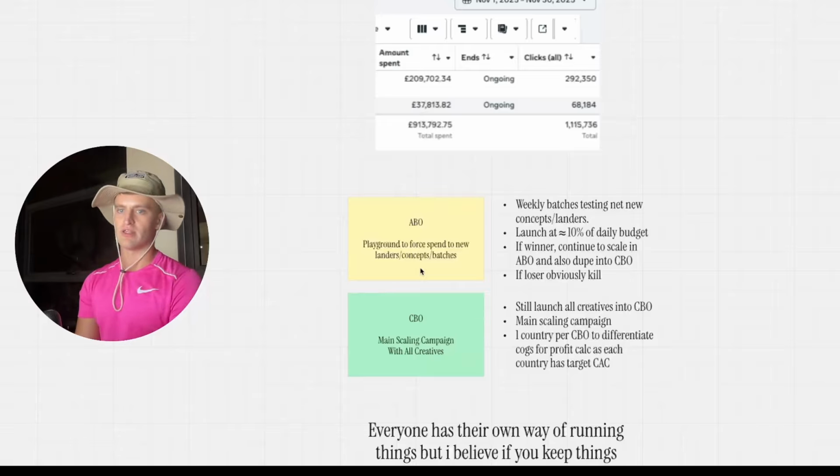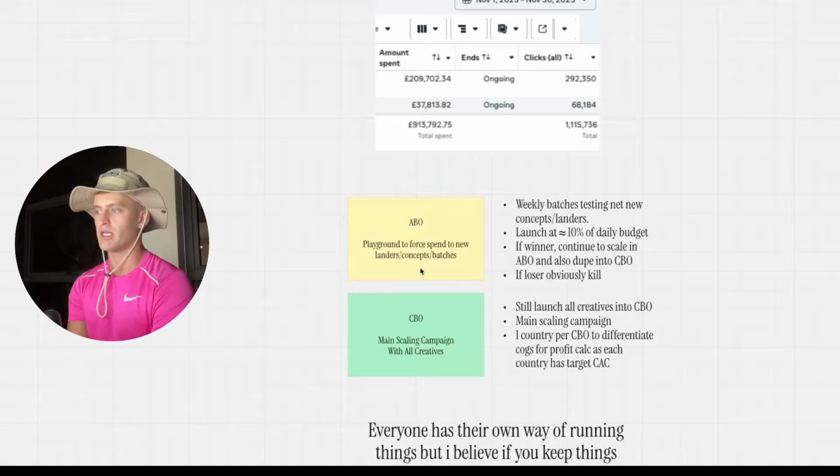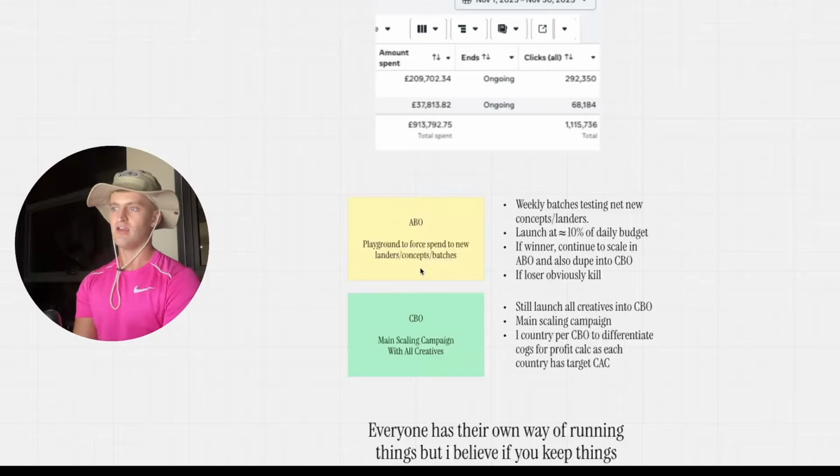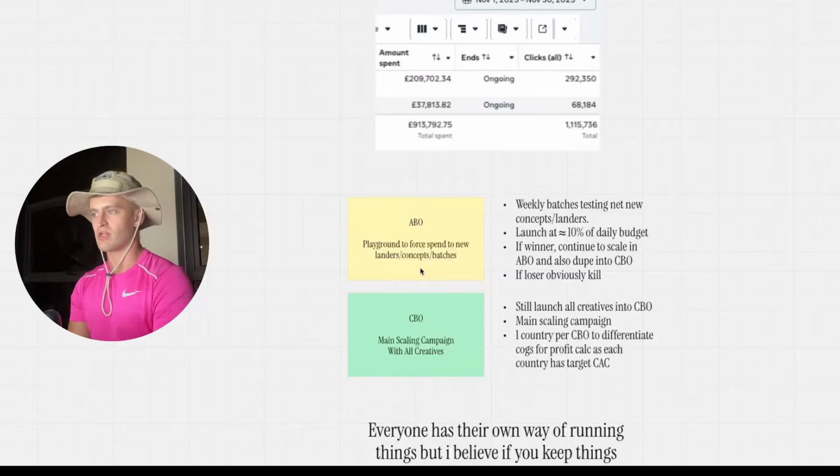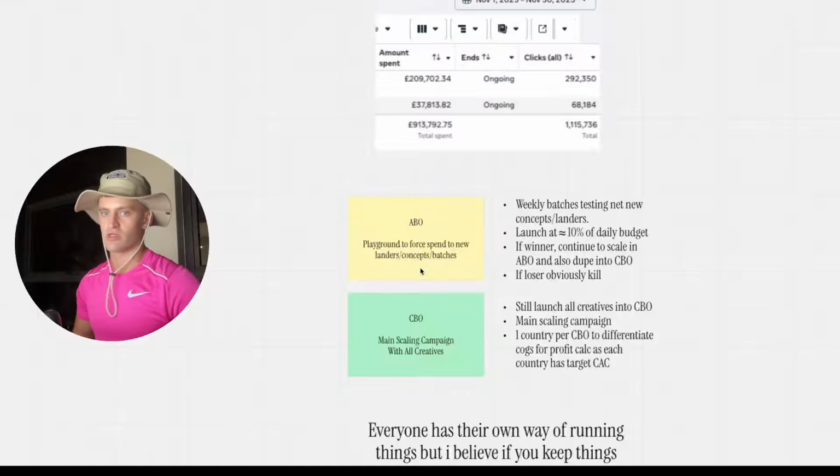For us, it's just a way to differentiate the profit calculation, as each country has a different target CAC. So the UK is going to have a different target CAC for us because we need to pay VAT. In the US, it's going to be slightly different. There's different shipping costs and stuff like that. So we would just have an ABO for a testing ground, a playground to test new things, CBO, one per country, and that's where you're going to scale all of your ads.